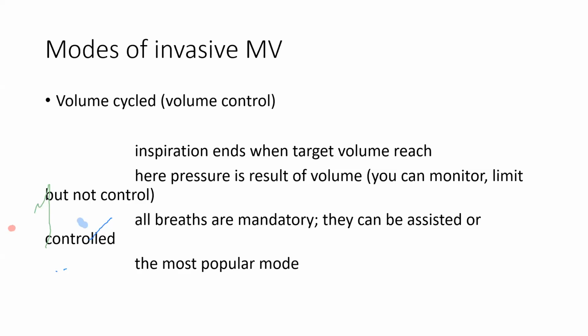You cannot control both volume and pressure together. So controlling volume will make the pressure a consequence. You need to monitor the volume, try to limit the pressure, to decrease the harm, but you cannot control the pressure in volume control mode. As we said, all breaths are mandatory, which means the patient can only ask for a breath, which we call assisted breath, but then the breath is always dictated by the ventilator. How much the volume, how much the time.